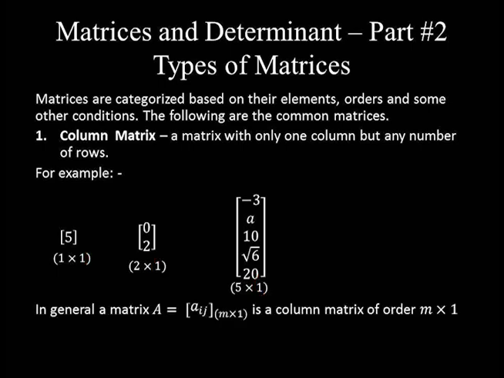In general, a matrix A equal to a sub ij with an order m by 1 is a column matrix of order m by 1. M, which stands for the total number of rows, can be any natural number.